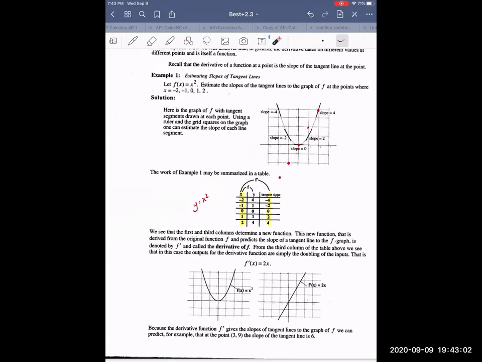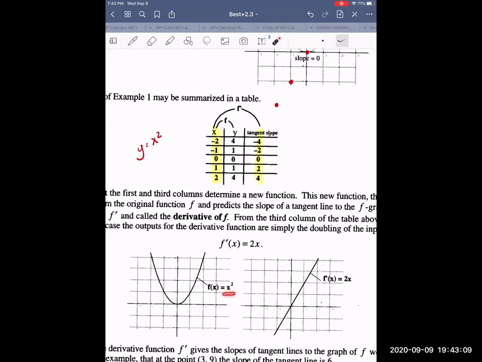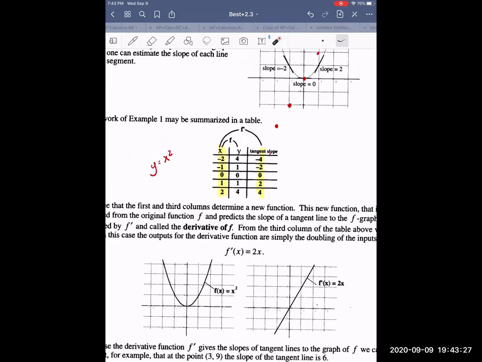And by the way, here's the graph of the function above, and here's its derivative. You notice this is a function in terms of x, this is a function in terms of x. There's no number because we're not finding the rate of change at a particular point on this graph. We're finding it over every point on this graph. So the derivative of a function is a new function, and that function is called the derivative function. Okay?